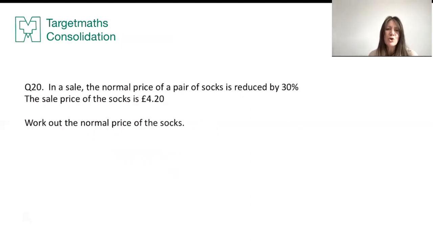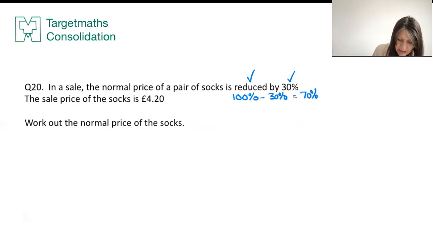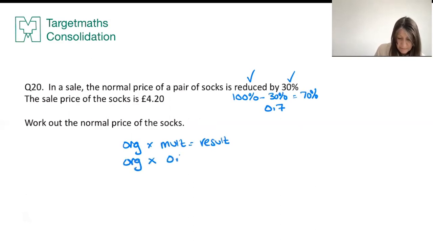So in a sale, the normal price of a pair of socks is reduced by 20% and the sale price is $4.20. So we know this story, it's got a percentage, it's a decrease. So I've got 100%, take the 30% to get me 70%. My multiplier will be 0.7. I've got original times multiplier equals result. I don't know the original. I just know that when it got multiplied by 0.7, it decreased to 4.2 or 4.20.